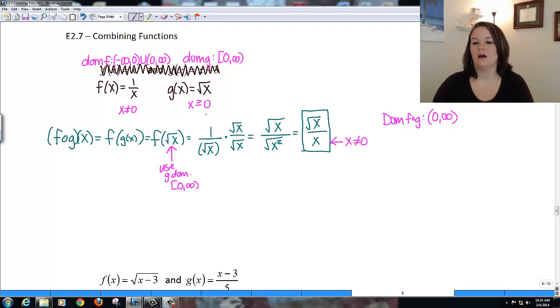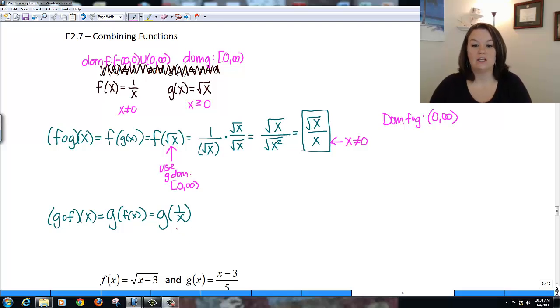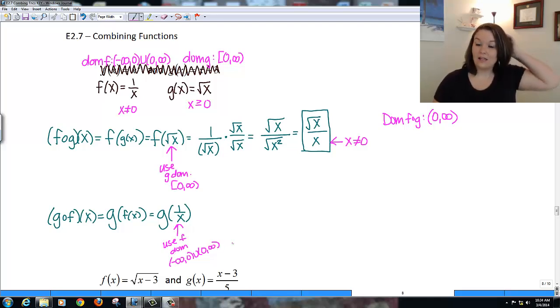All right, let's look at g composed of f. If I look at g composed of f of x, this means I'm taking my g function and sticking my f function inside of it. In other words, I'm doing g evaluated at 1 over x, because that's my f function. Since my f function is the one being put into g, I use that domain first. So I'm going to use my f domain, which is negative infinity to 0 and then 0 to infinity, which means I can use anything except 0.